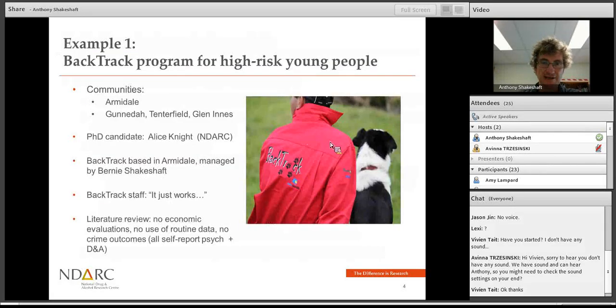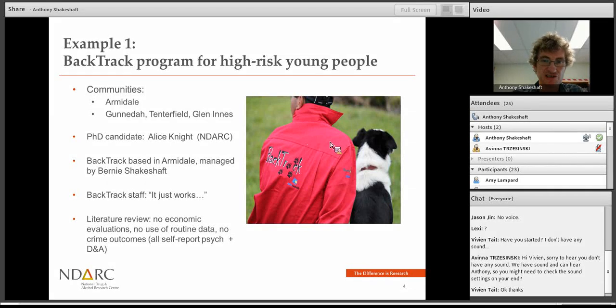Right, here we go. So here's two examples. The first one's a program called BackTrack, and this is for high-risk young people that had been implemented in those communities you can see there, Armadale, Tenterfield, Glen Innes. Alice Knight's been working on this. She's based here at NDARC, the National Drug and Alcohol Research Centre.